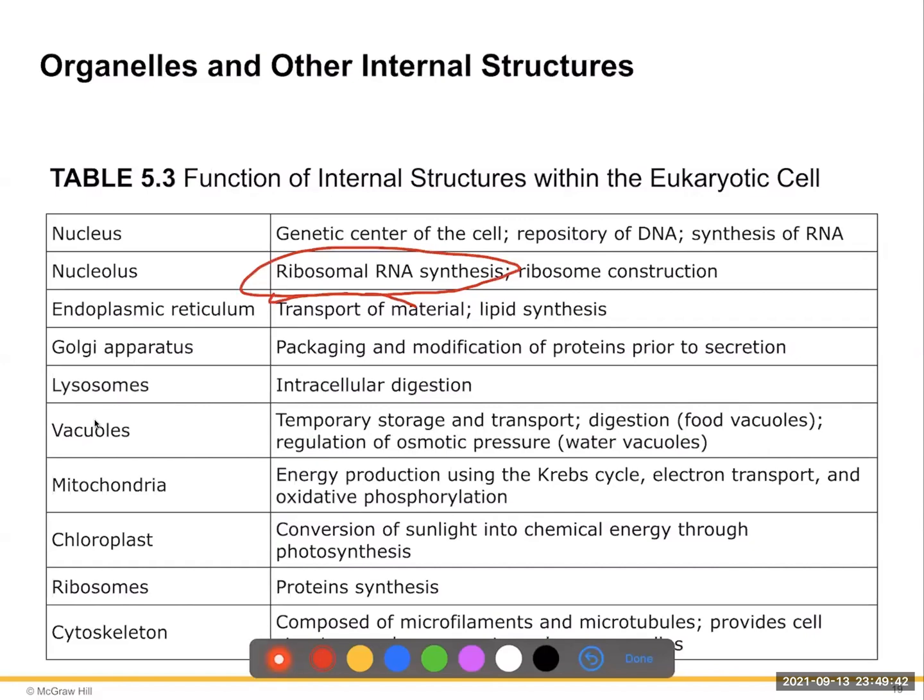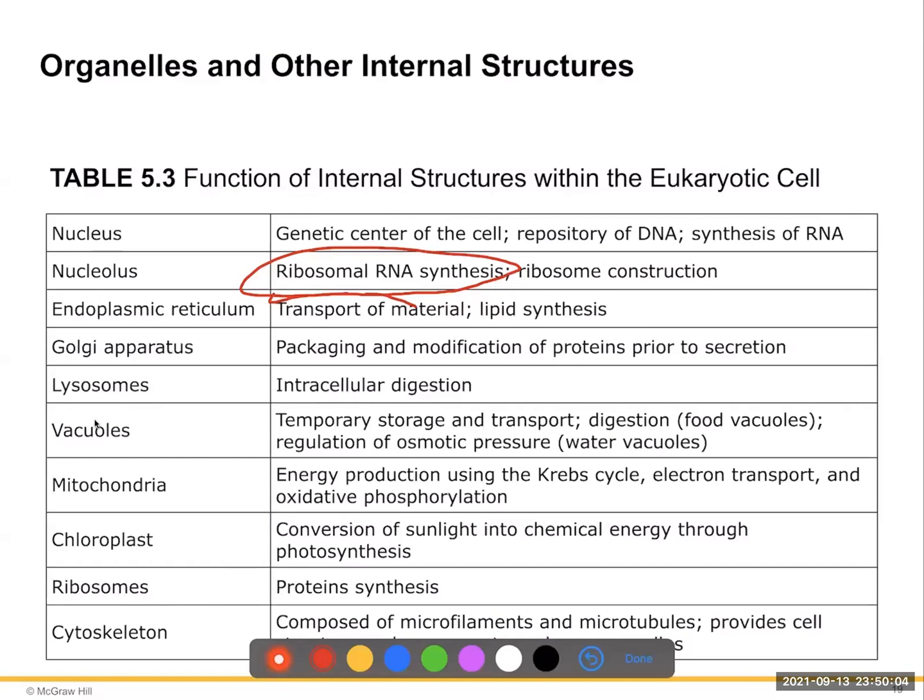Okay, lysosomes digest pathogens, things that get into the cell. Vacuoles are storage where they digest things and break them down, and they store these for later use, so you don't waste amino acids, things that have been broken down from anything else in the cell. Mitochondria produce energy. They use the Krebs cycle, electron transport chain, and oxidative phosphorylation.